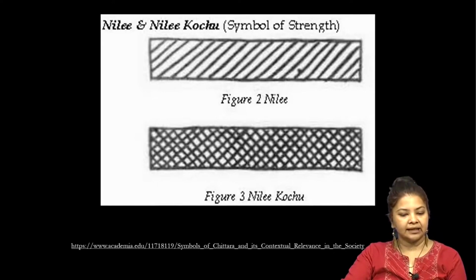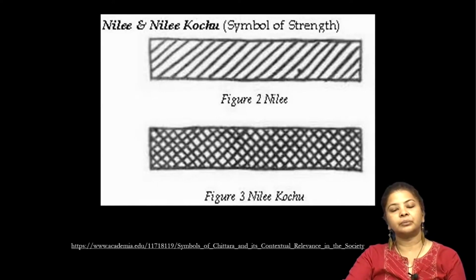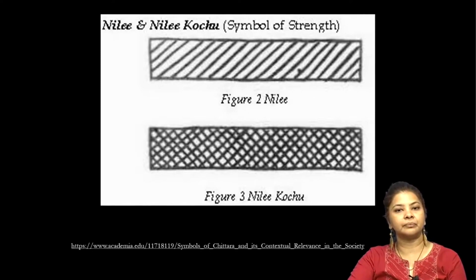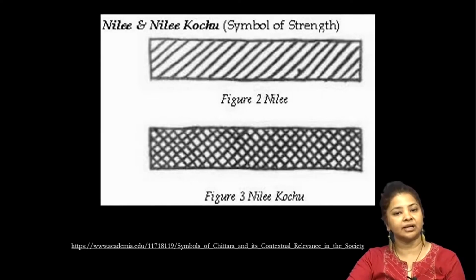So, this is Neeli and Neeli Koche. The Devaru community build their houses using bamboo, and the bamboos are arranged in this diagonal fashion. When the bamboos are arranged in diagonal fashion, it is called Neeli, and when one more layer of bamboo is put over it, again diagonally to the first layer, then it is called Neeli Koche. It symbolizes strength, because the bamboo hut gives protection from all the natural calamities, or it protects the family from them. So, this kind of figure actually represents strength.